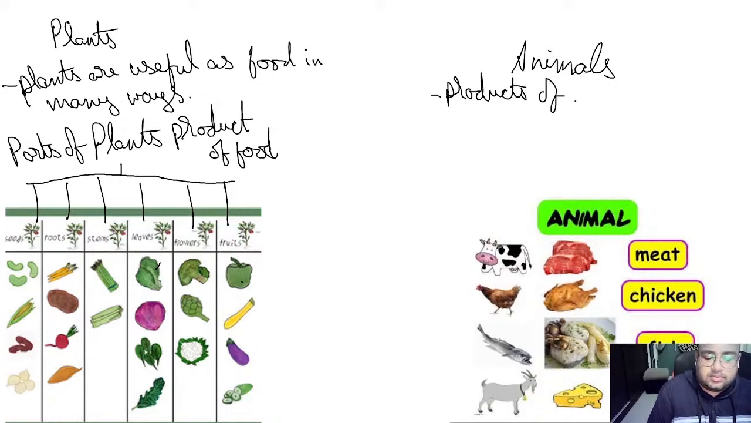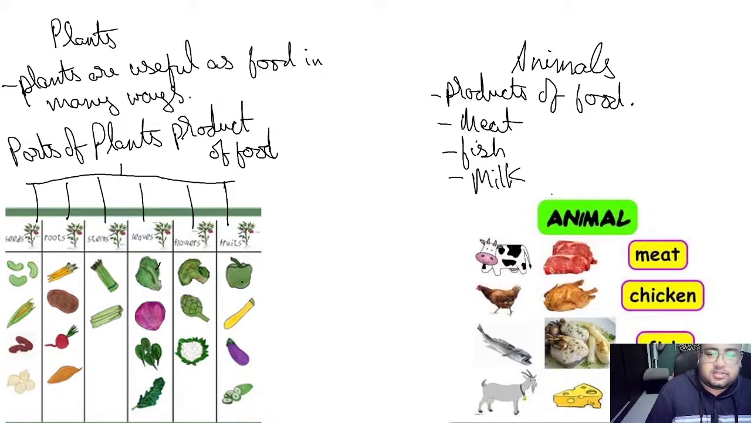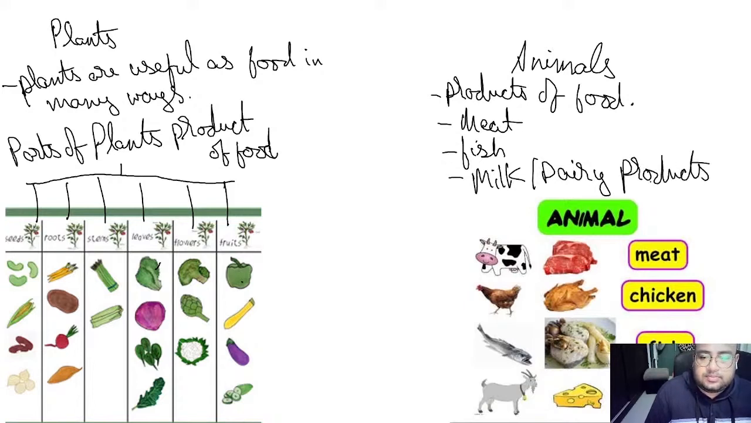Animal products of food. That is how animals are useful as food to living organisms. They are useful in the form of meat, fish, milk, and all the dairy products. Dairy products are nothing but products from the cow, and many more. They are just a few examples. You can take this down. How food is important from both plants and animals: animals provide us meat, fish, egg, milk, and dairy products, and plants provide us seeds, roots, stems, leaves, flowers, and fruits. You can take this down.